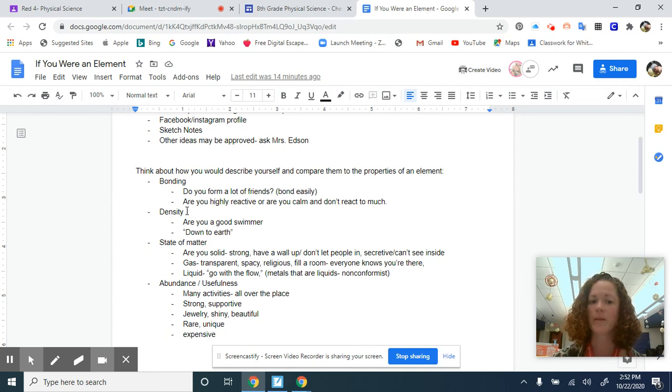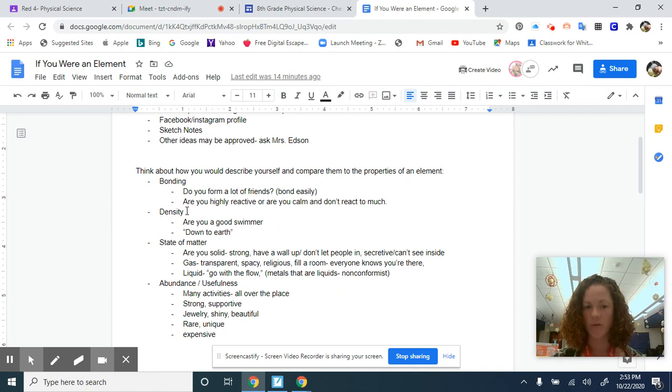States of matter. We have solid, liquid, and gas here on Earth. So if you are a solid, you could take that as you're either strong, physically strong, mentally strong, or you can make it as like you usually have a wall up, you don't let people in very easily, you're kind of secretive, you can't see inside you. So solids are usually not transparent unless you do carbon, and carbon has many different forms, and you can kind of twist that around to make it you.